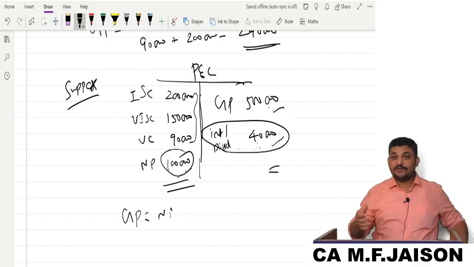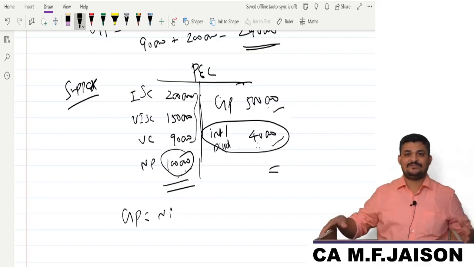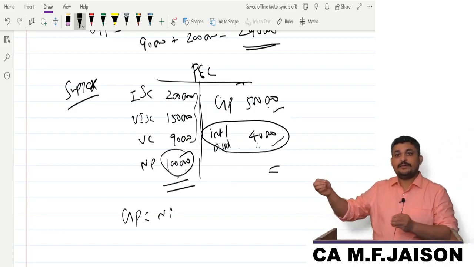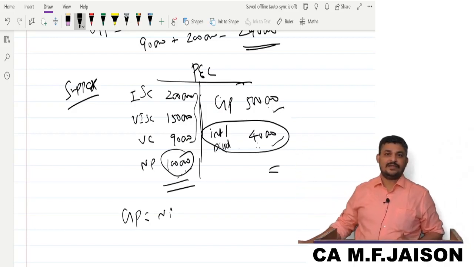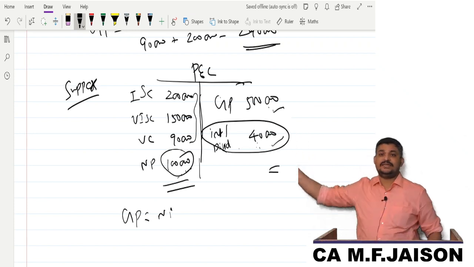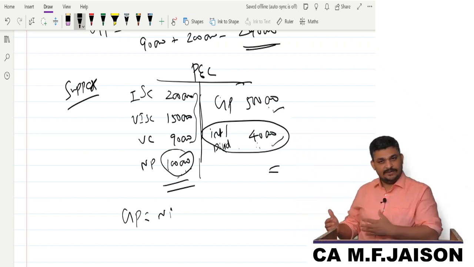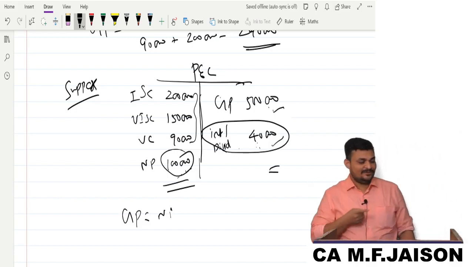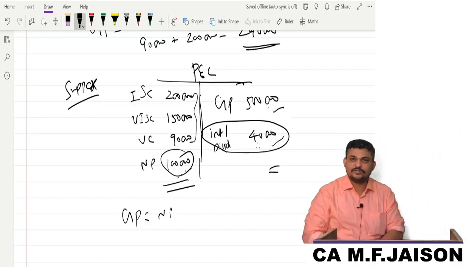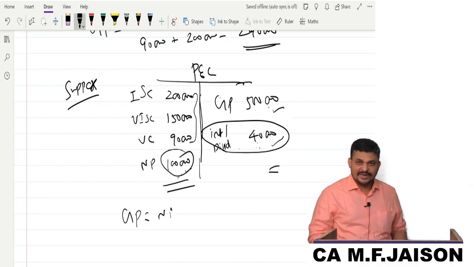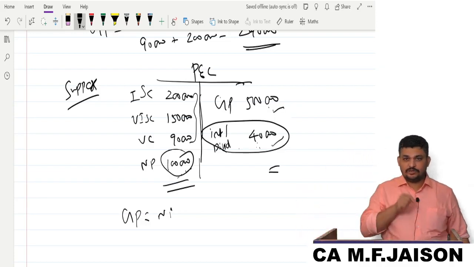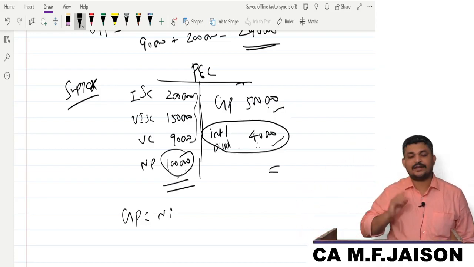Just because a fire accident occurred in our place, we have deposited money in the bank. We have put money in some other company. We will get interest. We will get dividend. Even though we have a fire accident, will they tell you, you have a fire accident, we will not give you interest? No. So we will get interest. Yes. We will get dividend. Yes. So do you want that money from the insurance company also? No. So that amount you will not get.